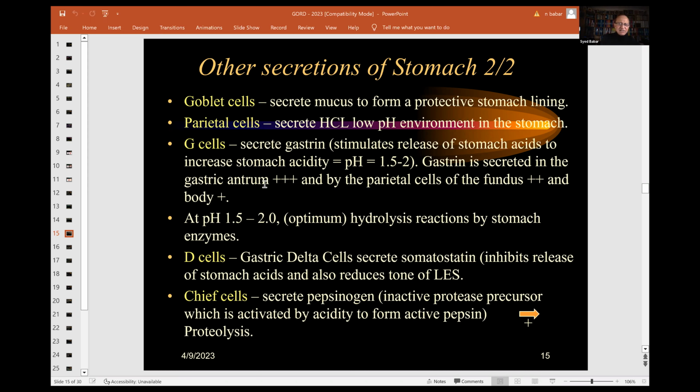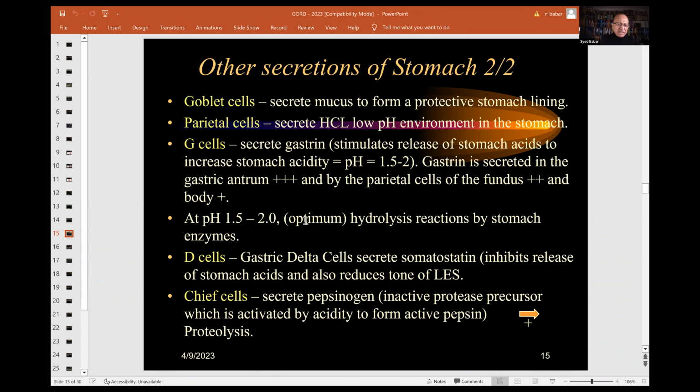Gastric acid is secreted in the gastric antrum mostly, and by the parietal cells of the fundus next, and from the rest of the body afterwards. So therefore, one can see that the chief output of acid is in the antrum, and then in the fundus, and in the body. Although the population of parietal cells is highest in the fundus, the secretory nature of it is more in the body. So at this acidic pH, which is optimum, and at resting level, hydrolysis occurs by the stomach enzymes.